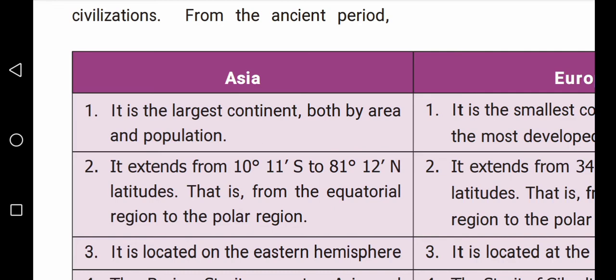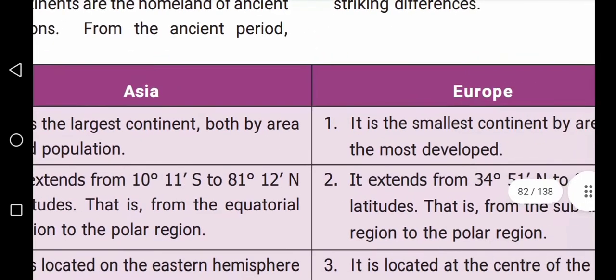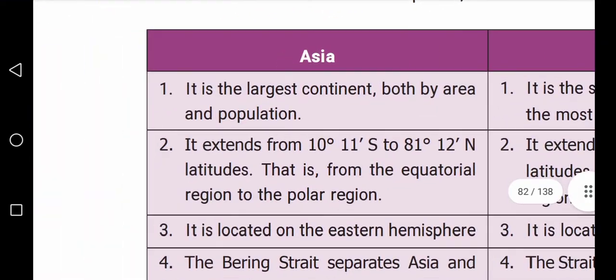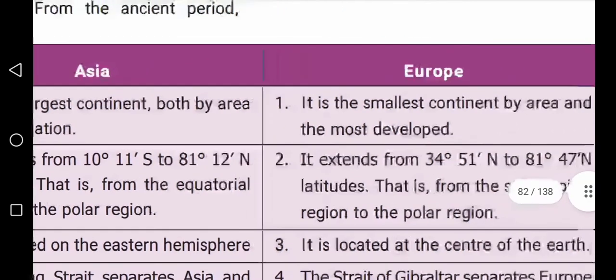We have to see. Asia is the largest continent, both by area and population. Europe is the smallest continent. Asia extends from 10 degree 11 minute south to 81 degree 12 minute north latitudes. Europe extends from 34 degree 51 minute north to 81 degree 47 minute north.